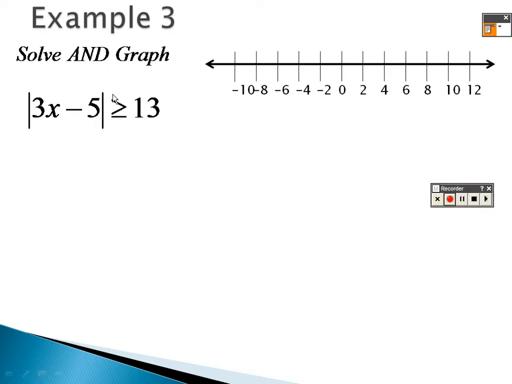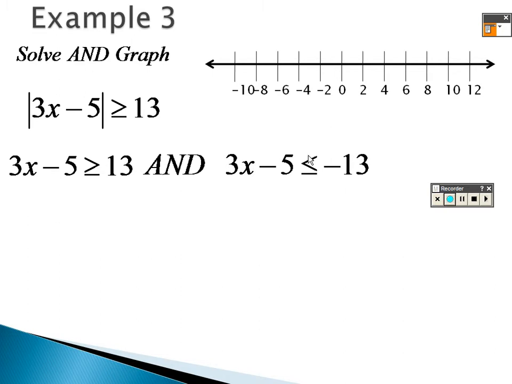Example 3. Because it's greater than or equal to, I write down exactly what I have without the absolute value signs. Then I write down exactly what I have, but I flip the sign, greater than, so it's less than, right?